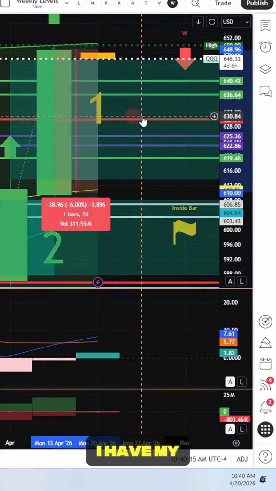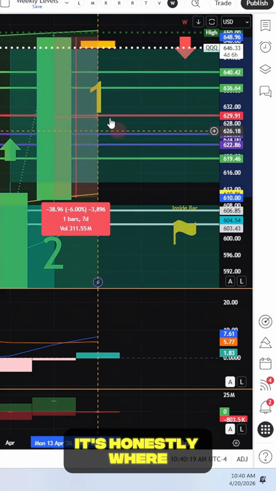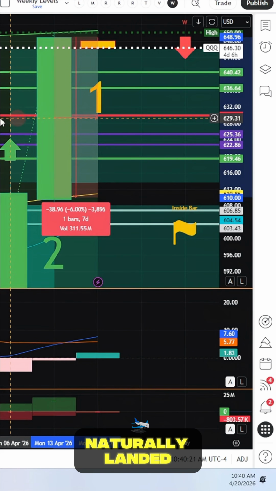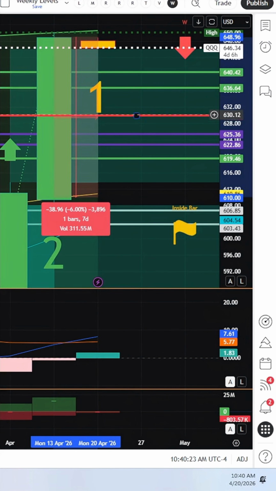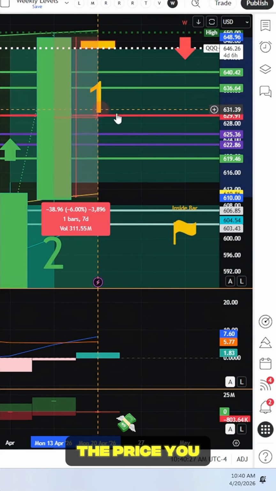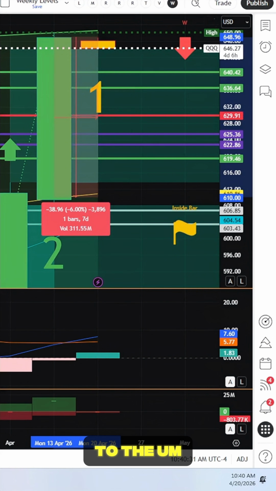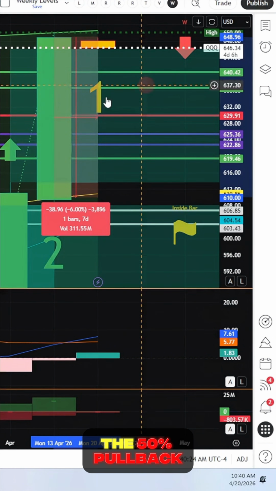And that's kind of exactly where I have our put entry. You see right there, 629.91. It's honestly where the put entry naturally landed for me based on the weekly levels. And that's a 50% pullback. So that is definitely the price you want to watch for puts.